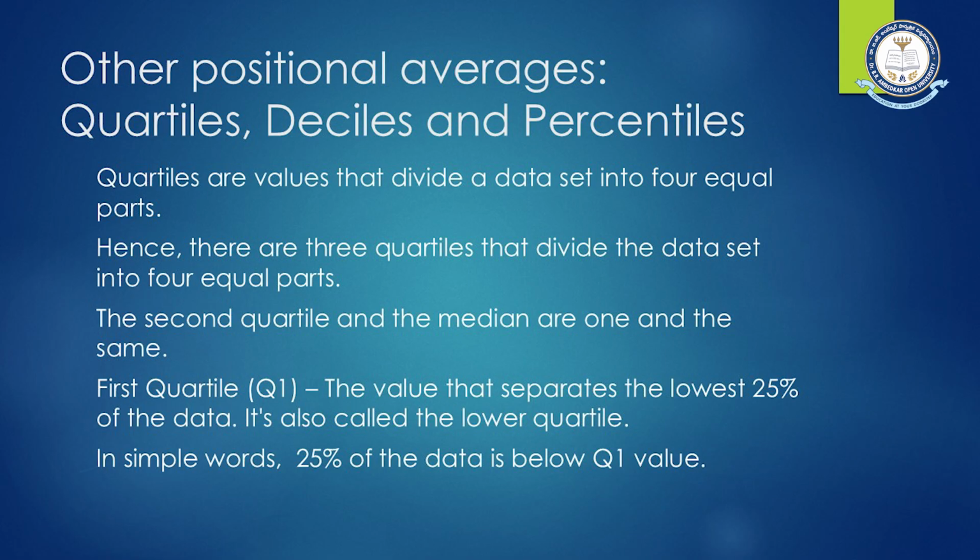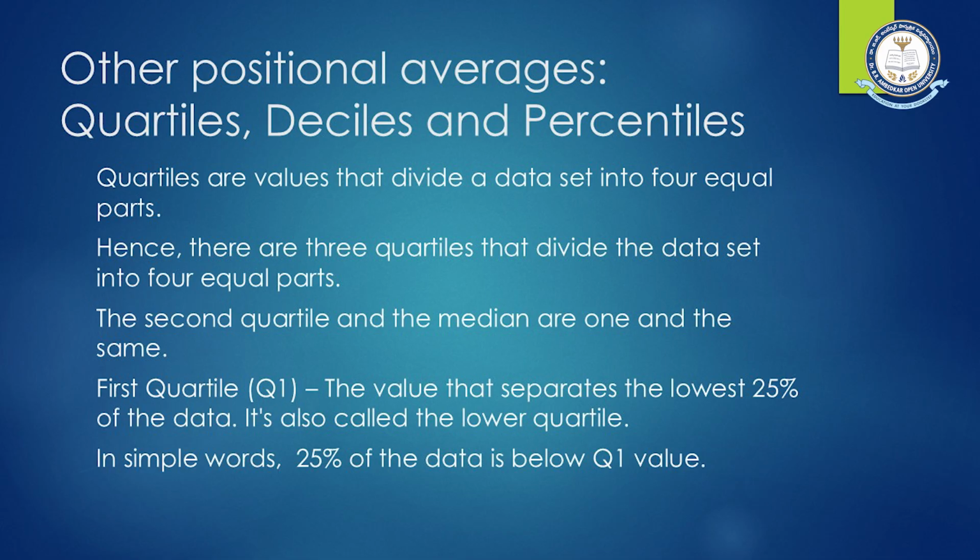And there are other positional averages which are related to median. They are called quartiles, deciles and percentiles. You must have heard of percentile. For example, in IIM admissions, in the CAT examination, the score is 100 percentile, like that they say. So, now let us understand what is meant by these quartiles, deciles and percentiles.